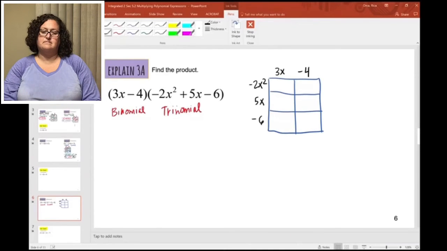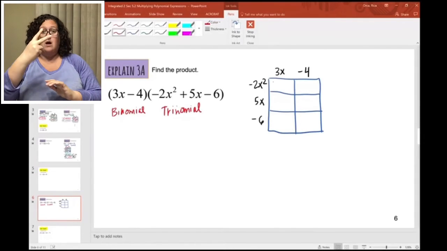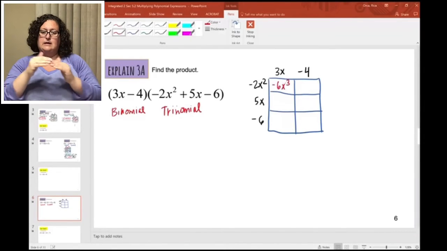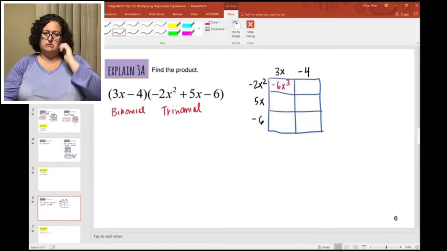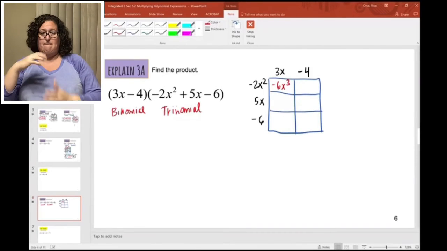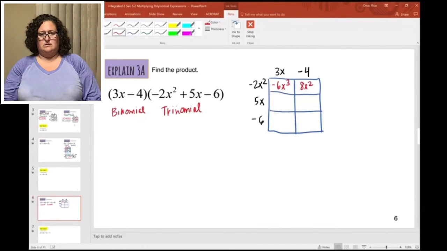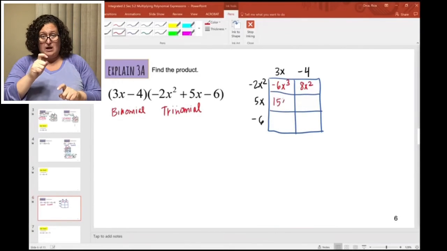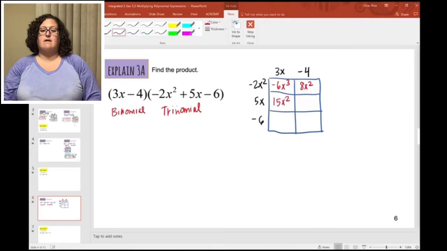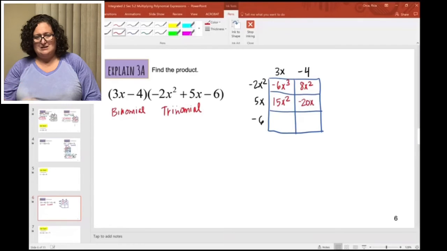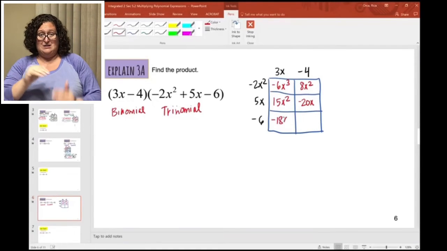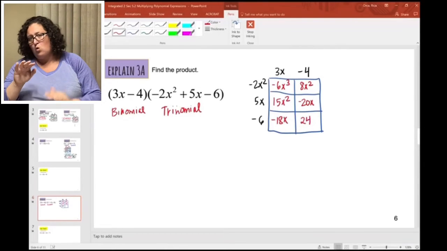Now let's fill in the box. Negative 2x squared times 3x is negative 6x to the third. Negative 2x squared times negative 4 is positive 8x squared. 5x times 3x is 15x squared. 5x times negative 4 is negative 20x. Negative 6 times 3x is negative 18x. And negative 6 times negative 4 is positive 24.